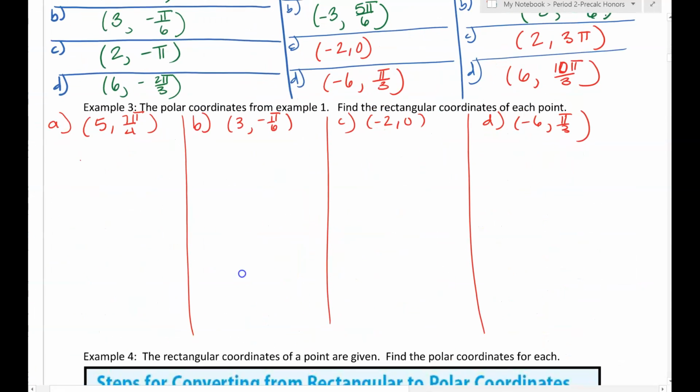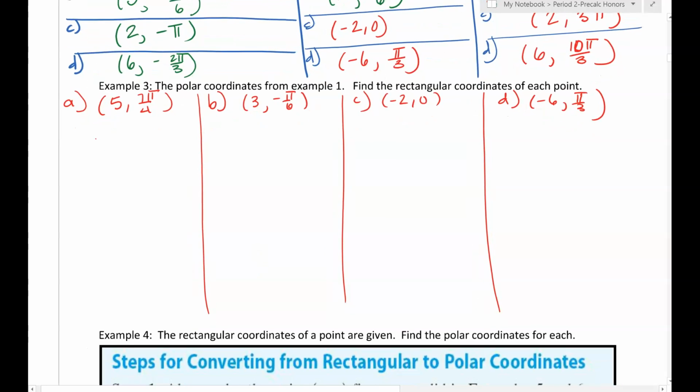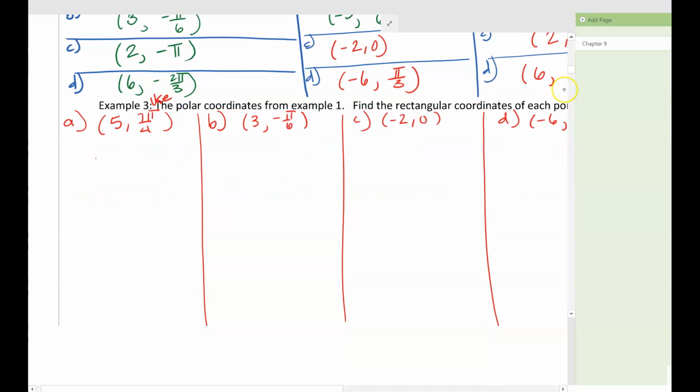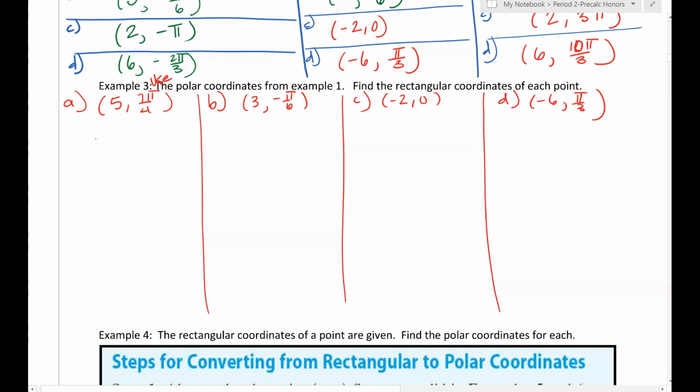So in example 3, it says use the polar coordinates from example 1. Find the rectangular coordinates of each point. So I went ahead and copied down all of the polar coordinates from example 1 here, that way I don't have to go back and forth. And now I want to get a different pen, a blue pen. Okay, let's do it.